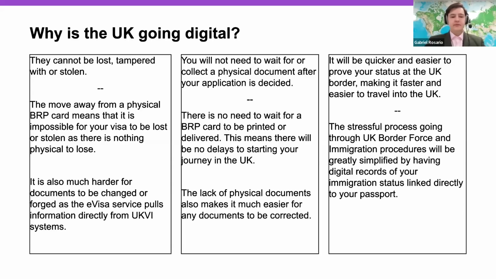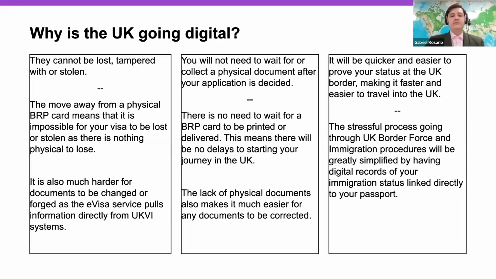It is also much harder for these documents to be changed or forged, as the eVisa service pulls information directly from UKVI databases. So there is no way that anyone could create false visas or fake immigration share codes, as they will run directly through Home Office websites. The second reason is that you will not need to wait to collect a physical document after your application is decided.